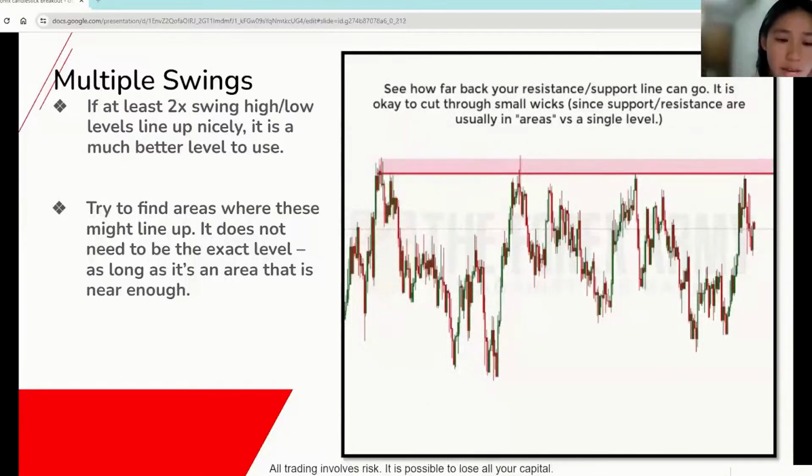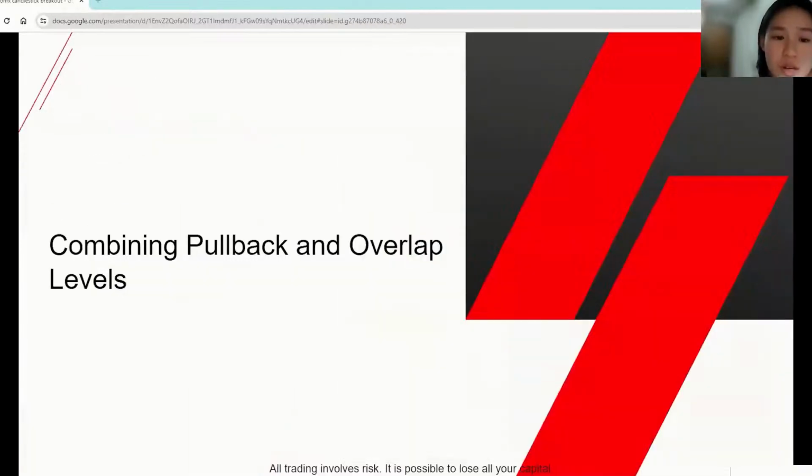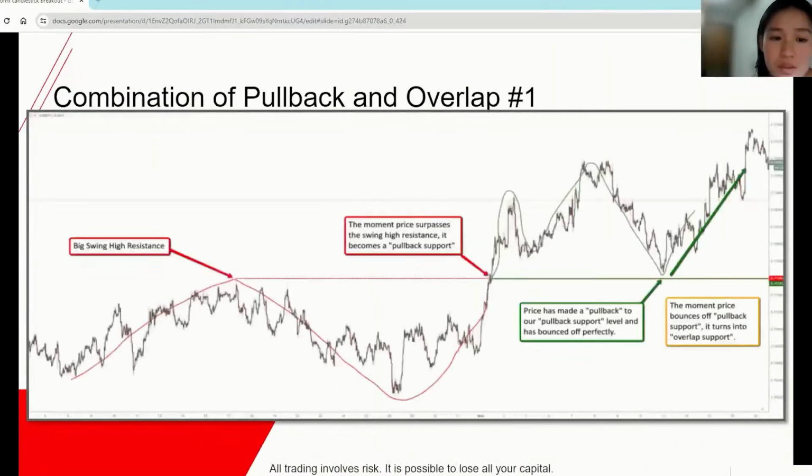Okay, so now let's look at combining what we know, so your pullback and overlap levels. In this first example, we have a big swing high resistance level. Price surpasses this big swing high level and it becomes a pullback support, where we expect price to pull back or retrace back to that level. In the green areas, we see price retrace to this level and bounce off of it perfectly. And once price bounces off the pullback support, it then becomes an overlap support.